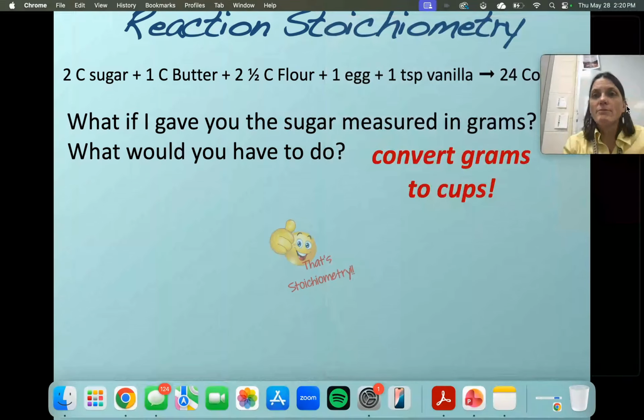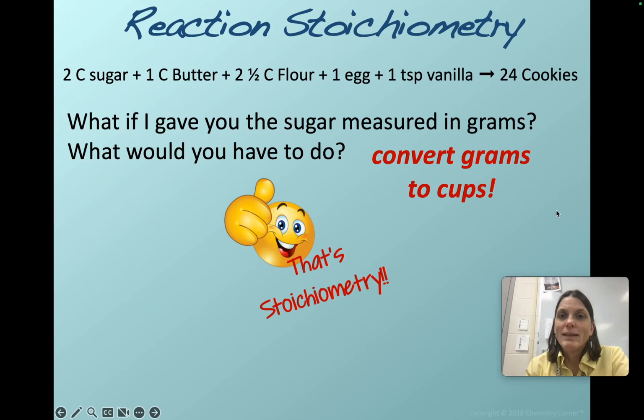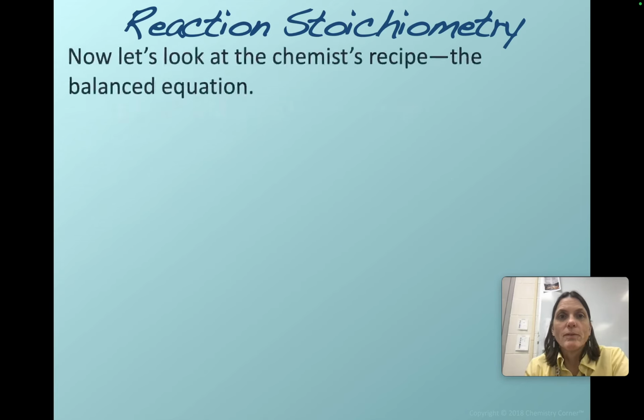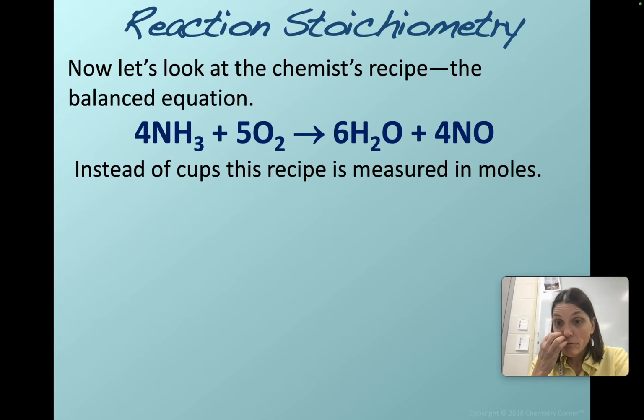Using grams and moles is the only difference here, because that's what makes it stoichiometry. Now, a chemist has a recipe too, but instead of sugar and butter and all that stuff, a chemist's recipe is a chemical equation. We have this written in your notes.